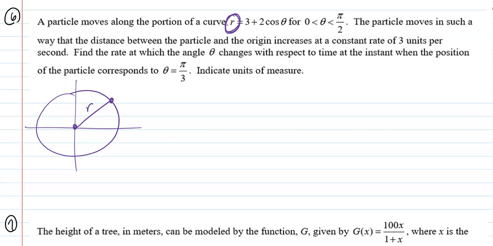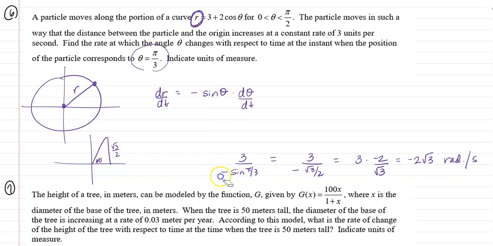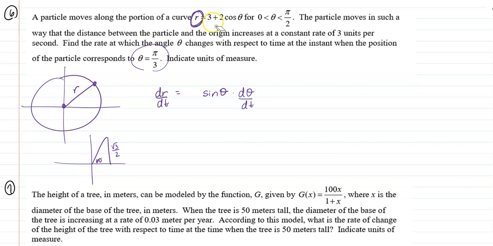So all you have to do then is take the derivative. So dr/dt is equal to, I forgot a 2 and I had to go back. So when you take the derivative, you should have a negative 2 out in front, and then the derivative of cosine is negative sine, and don't forget to multiply by that d theta/dt. So now plug in what we know. We know that the distance between the particle and the origin increases at a constant rate of 3 units per second. So that is exactly the same thing as dr/dt.